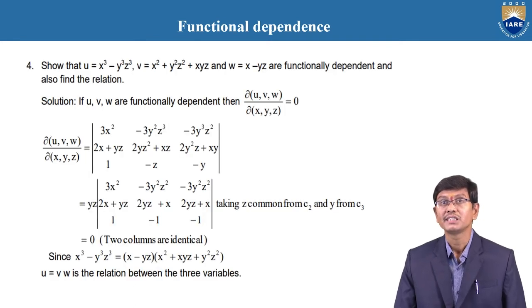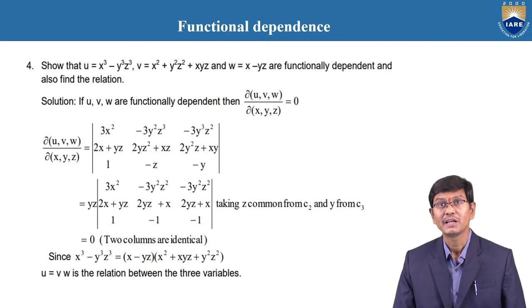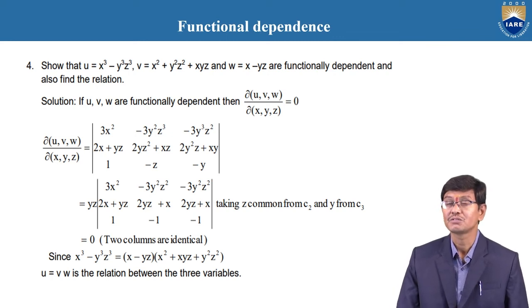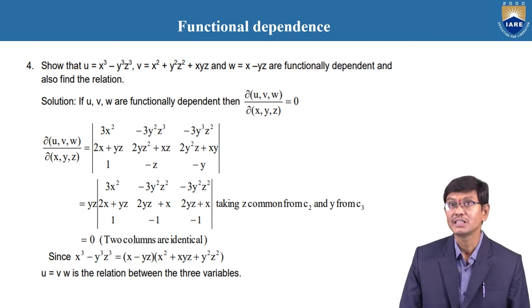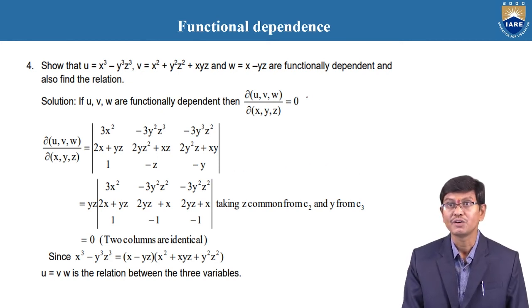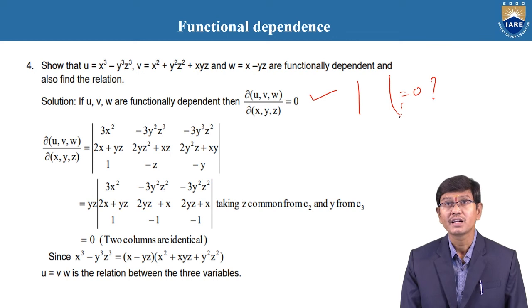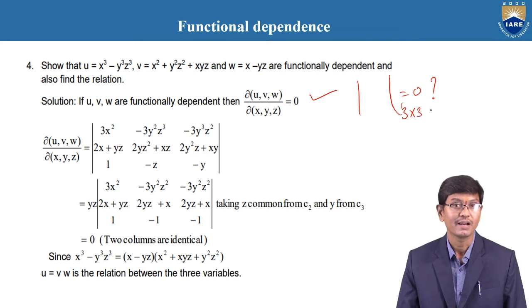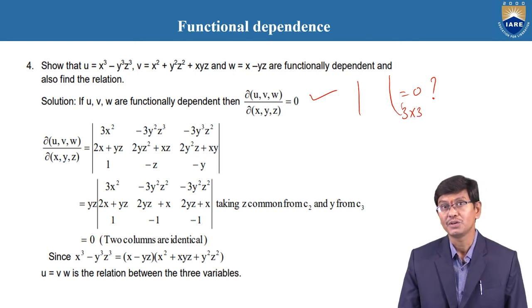Next one: show that u is equal to x cube minus y cube into z cube, v is equal to x square plus y square into z square plus xyz, and also w is equal to x minus yz are functionally dependent, and find the relation between them. Here also, according to the concept, we need to find out whether the determinant is 0 or not. If the determinant is 0, then the functions are dependent. Here also u, v, w are the three dependent variables. Therefore, we need to find out the 3 by 3 determinant value.